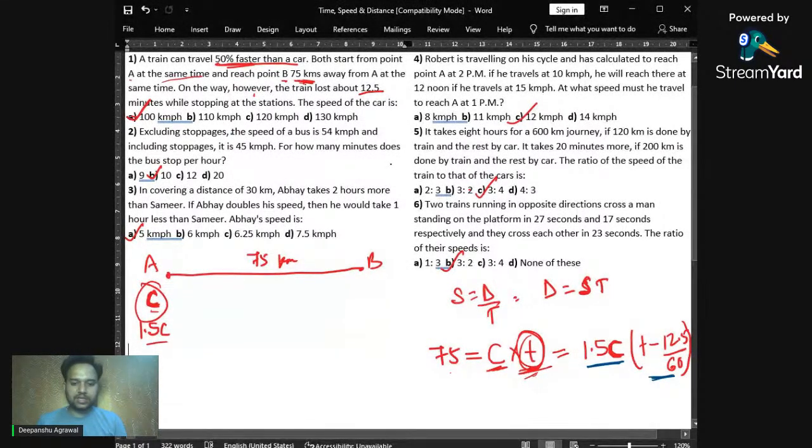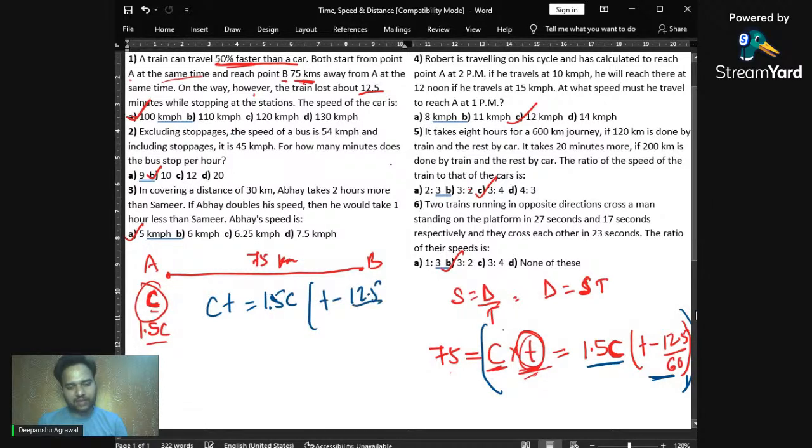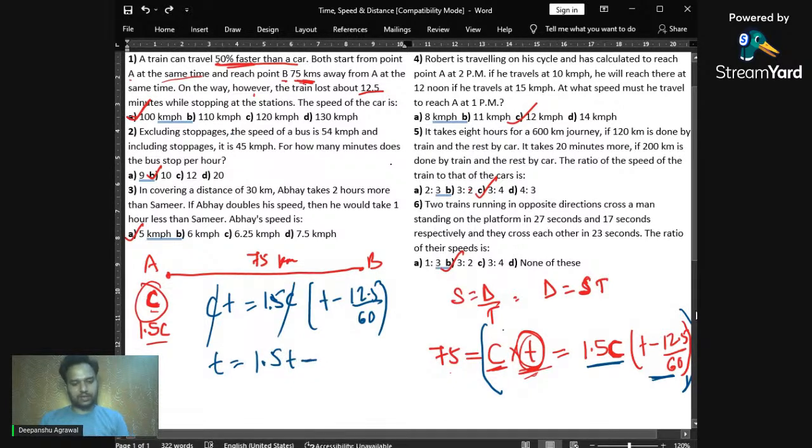So now you just have to consider this part only. So ct will be equal to 1.5c into (t minus 12.5 by 60). This is the equation. You can cancel c from both sides very easily. So this would be t equal to 1.5t minus 1.5 into 12.5 by 60. Do not solve or multiply any of the expression until it is very much required to do so.